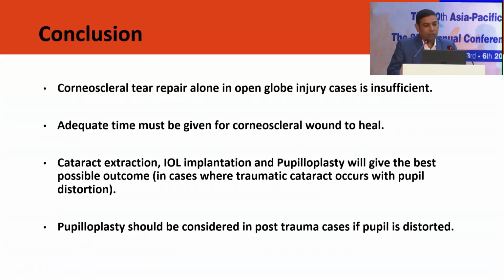Yes. The conclusion is that corneoscleral tear repair alone in open globe injury cases is insufficient. Adequate time must be given for the corneoscleral wound to heal. Cataract extraction, IOL implantation, and pupilloplasty will give the best possible outcome in cases where traumatic cataract occurs with pupil distortion. Pupilloplasty should be considered in post-trauma cases if the pupil is distorted.